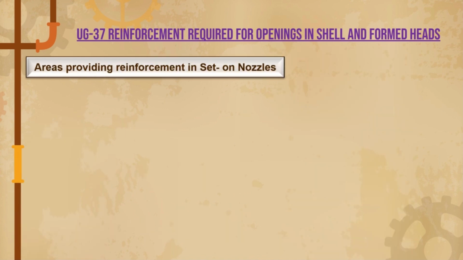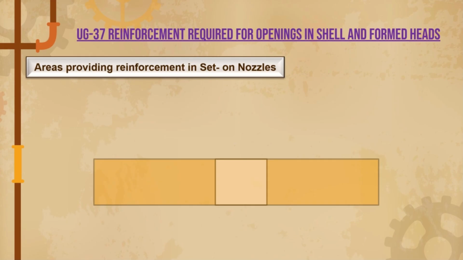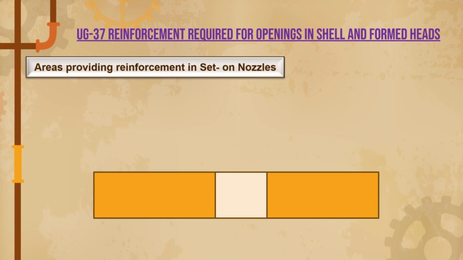So now let's try to focus on areas providing reinforcement. What does it mean, guys? We know that apart from the reinforcement pad, we have other areas that are inbuilt, providing reinforcement. So what are those areas? In set-on nozzles, the diameter of the opening and the thickness of the nozzle are two key parameters.